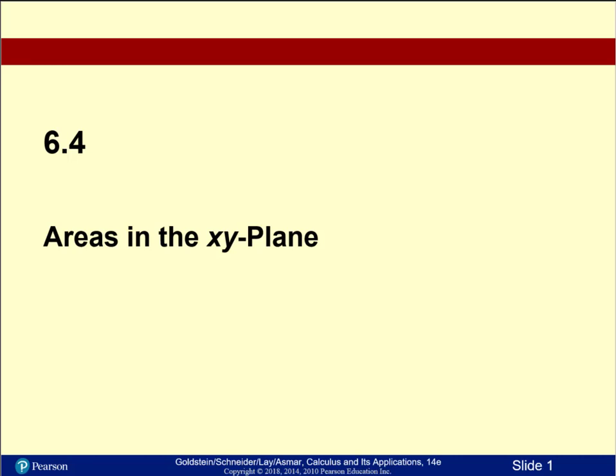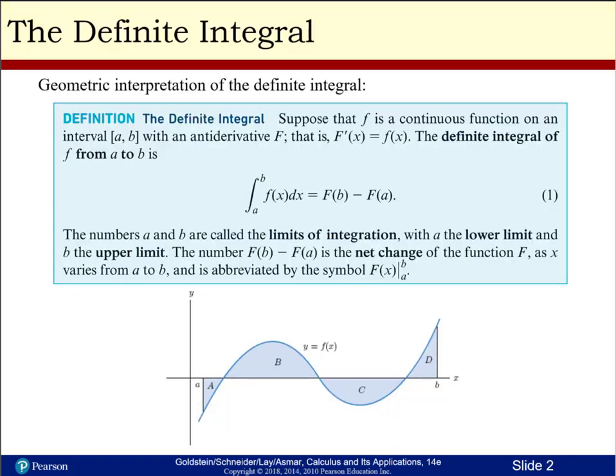This is section 6.4. We're looking at areas in the XY plane. So we're looking at the definite integral still, and a geometric interpretation of the definite integral is what we're going to be looking at. So for our definition of the definite integral, suppose that f is a continuous function on a closed interval a to b with antiderivative capital F. That is, capital F prime of x equals f of x.